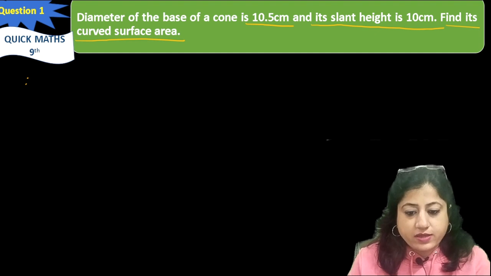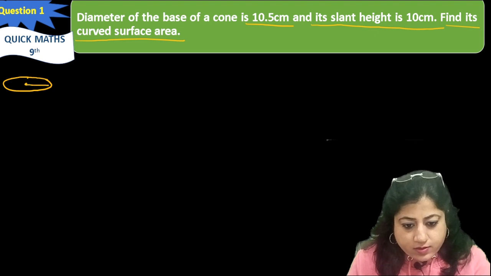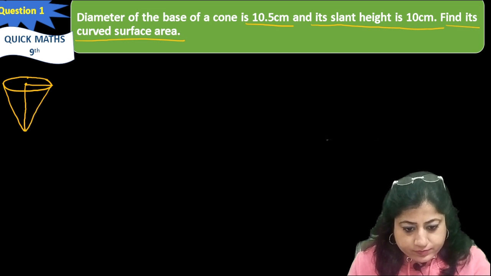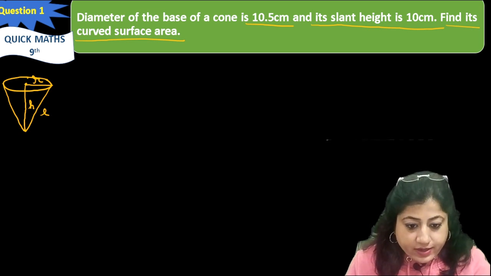First of all, he is asking about the cone. So what is a right circular cone? This one is a right circular cone. Now, this is R, this one is the height, and this is the slant height. L is the slant height.